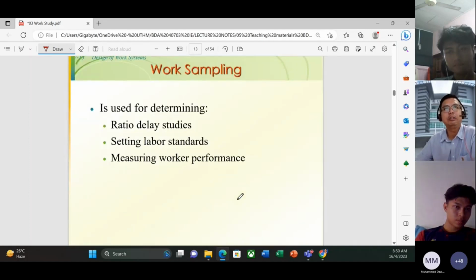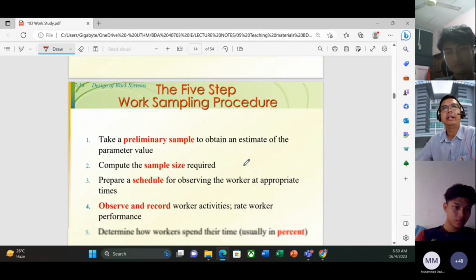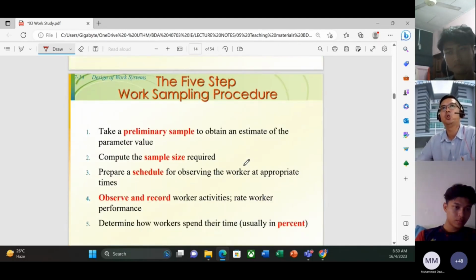Okay, work sampling is used for determining the ratio delay study. Yes, correct. Number two, setting labor standards. And number three, we want to measure the worker performance. And there are 5 steps in the procedure to calculate the work sampling.